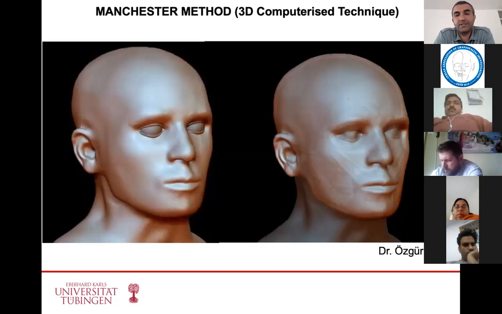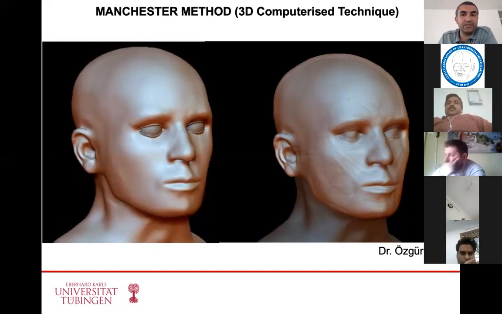And the last one, the most popular one, is the 3D computerized technique. The difference between the 3D manual technique and the 3D computerized technique is just that we do it on a virtual platform, in 3D modeling software. Then we follow the same procedures, the same stages of the Manchester method. This is one of my facial reconstruction works done in 3D modeling software.